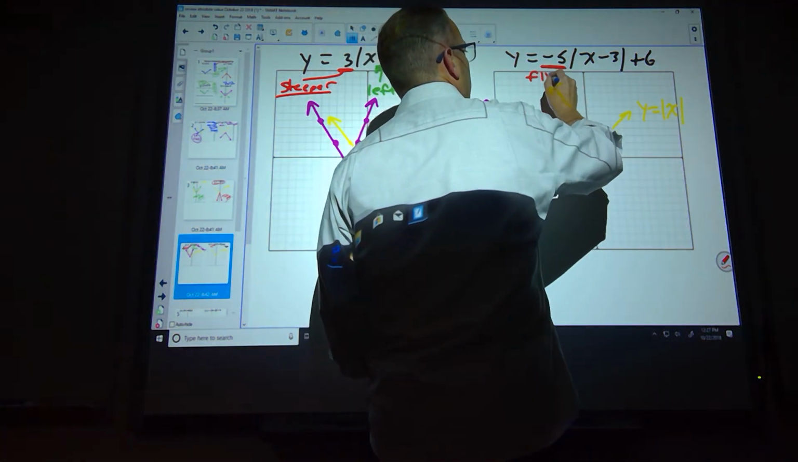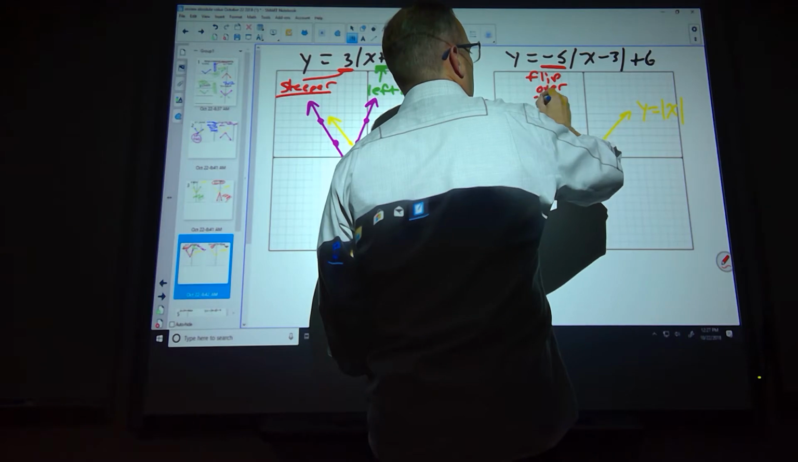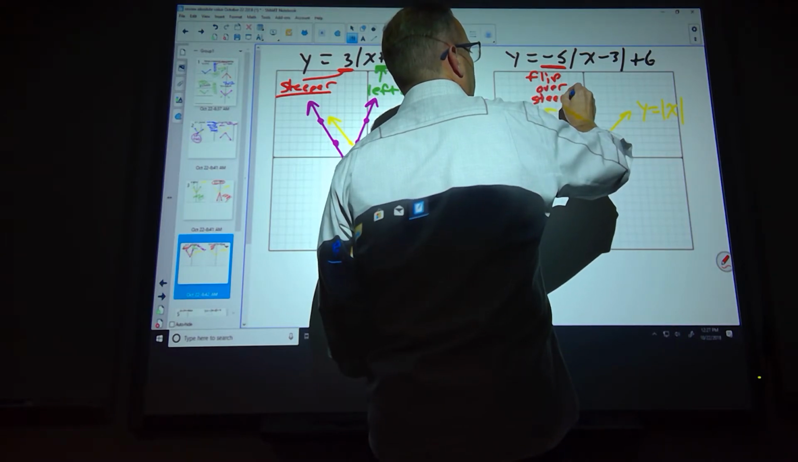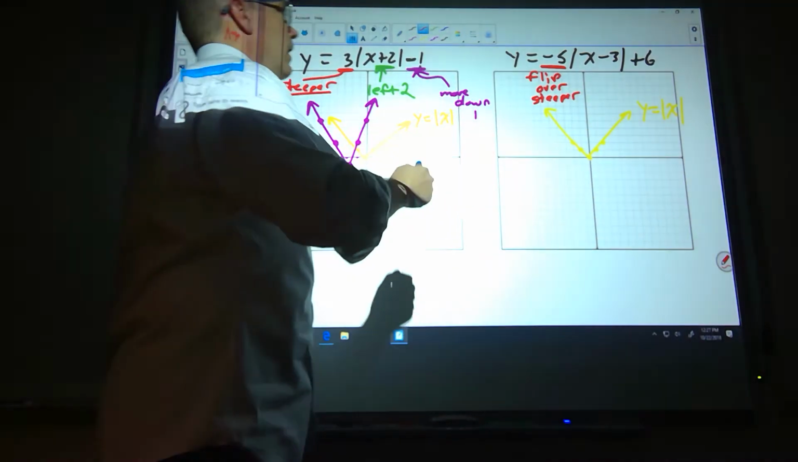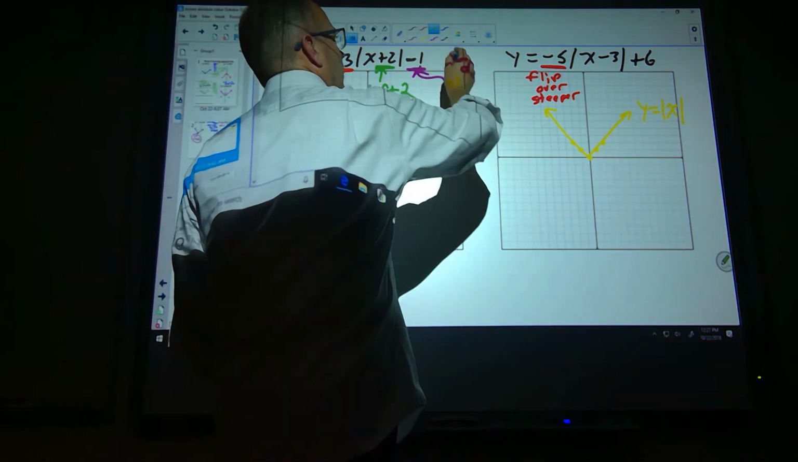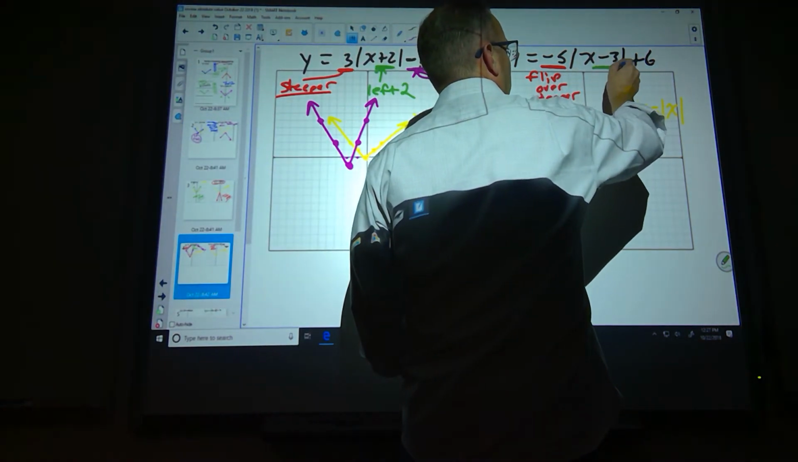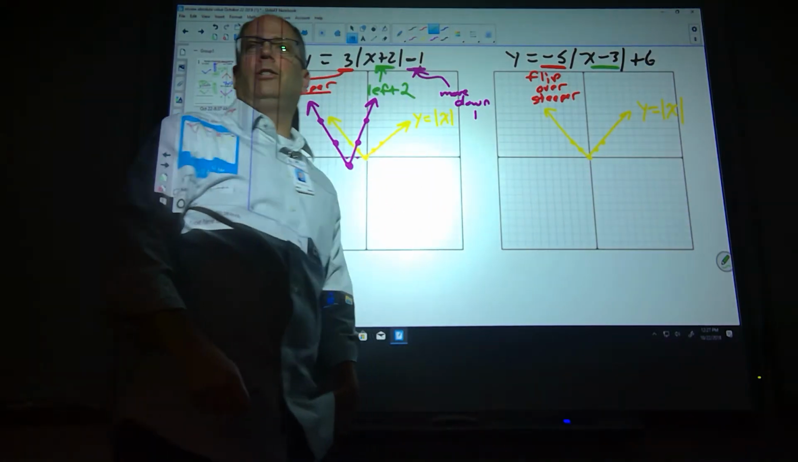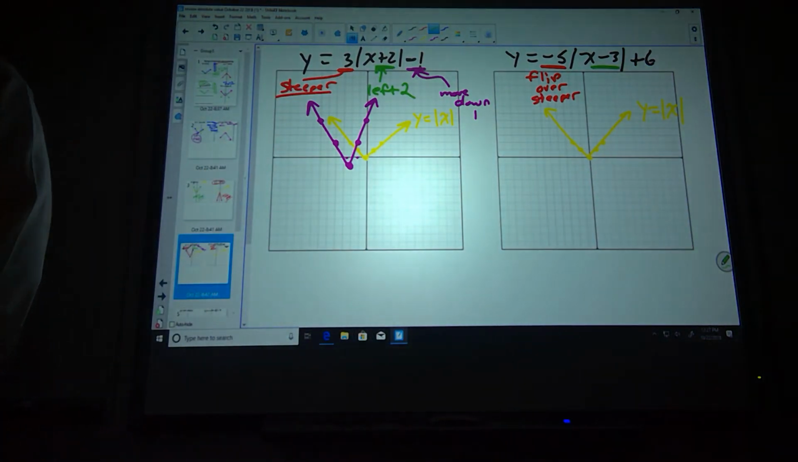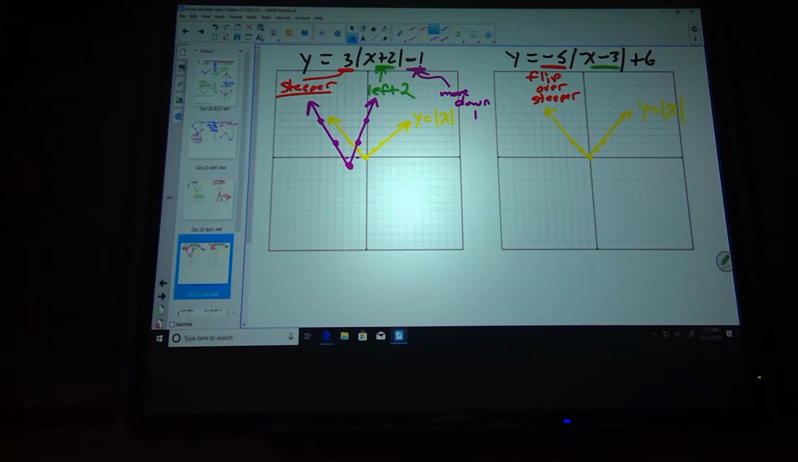Flipped over and steeper. I need the steeper part. Okay, I like it. I'll show you when it gets fatter in a second. Well, because it was a negative, I don't know what it would do. That's okay. I think it's a legitimate thing to think about. Stay in the facts. You're doing a great thought process. I love it.